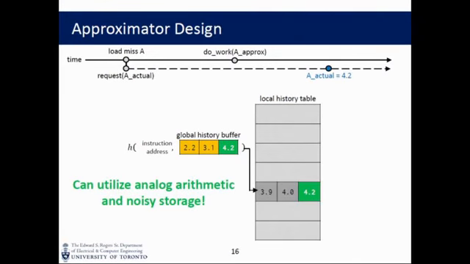And as I'll allude to later, you could actually exploit analog arithmetic and noisy storage in the way you do this, because, like the branch predictor, it naturally doesn't affect your program correctness, and because the approximator is already amenable to the kind of approximation in the values that you get in your application.